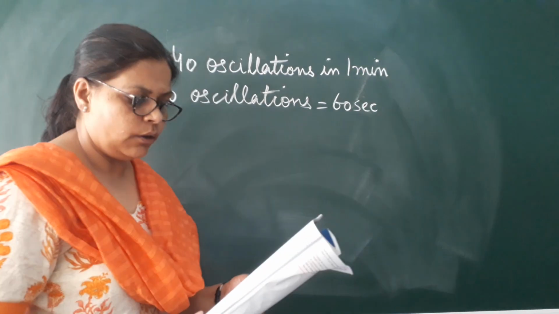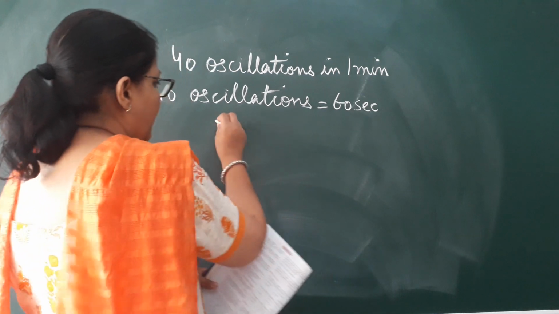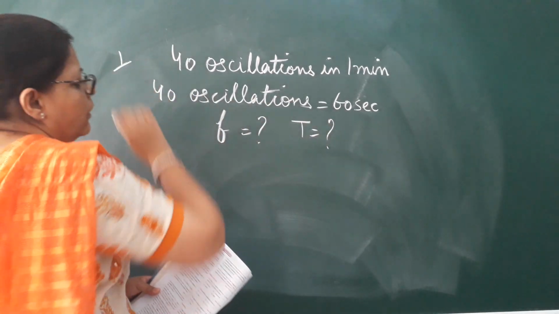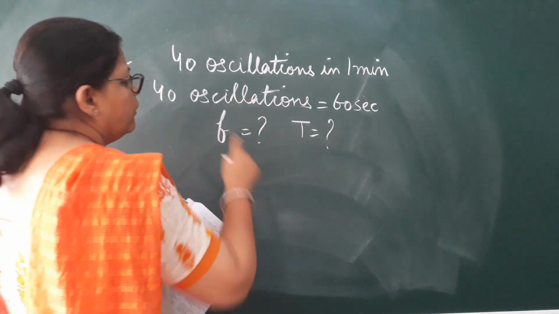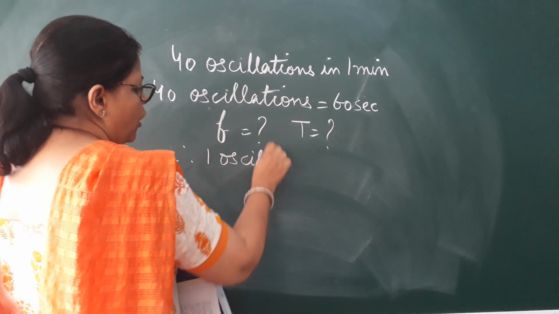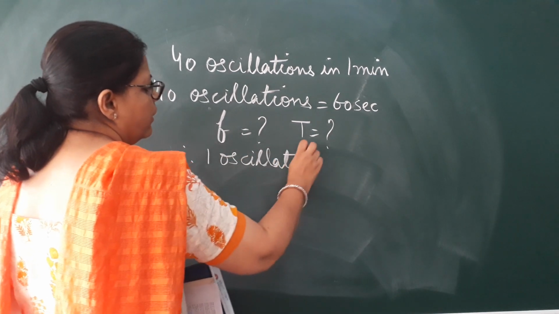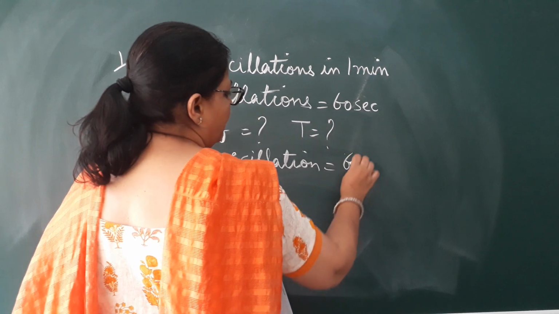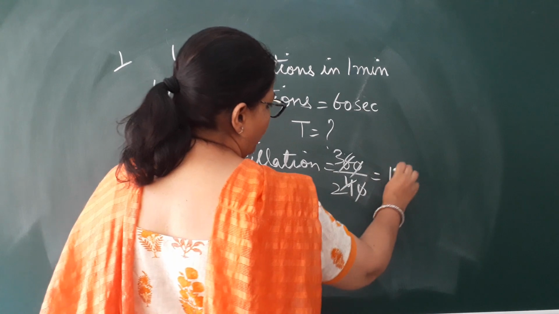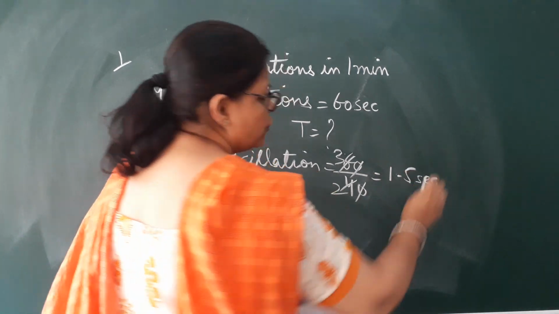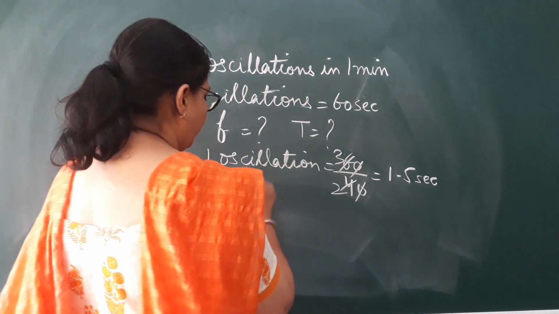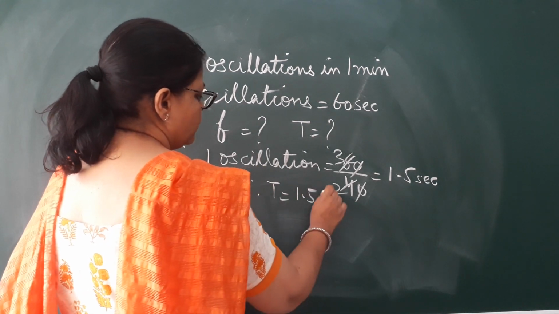What are we supposed to find out? We are supposed to find out the frequency and the time period in this particular numerical. Now, we know that 40 oscillations take 60 seconds. So, therefore, one oscillation is going to take how many seconds? One oscillation will take 60 upon 40, and that is 3 by 2, which is equal to 1.5 seconds. And as you all know, children, the time taken to complete one oscillation is called time period. So, therefore, the time period is calculated as 1.5 seconds.